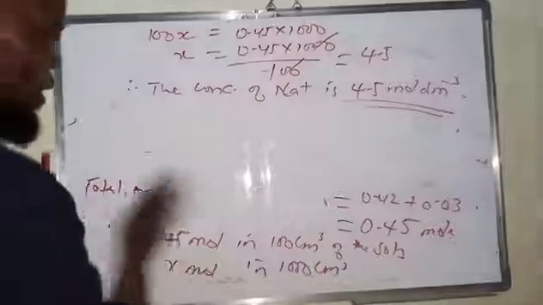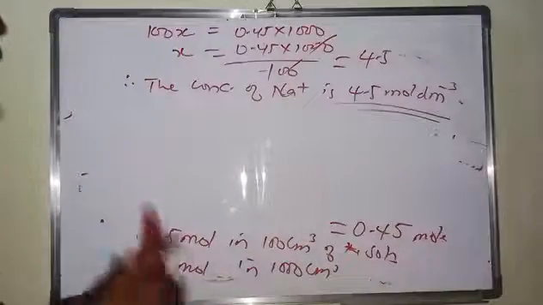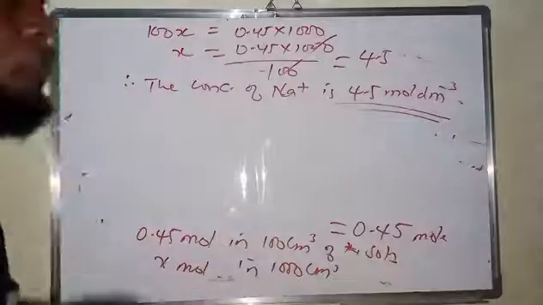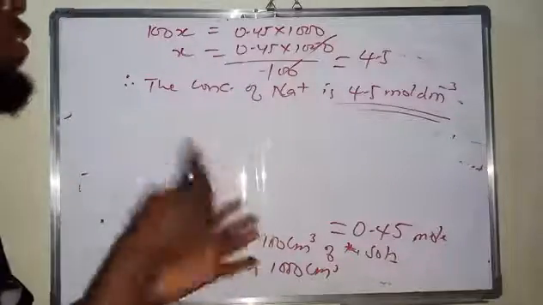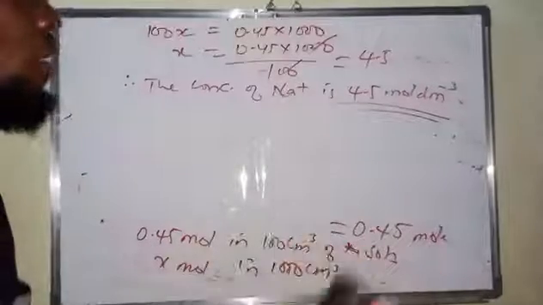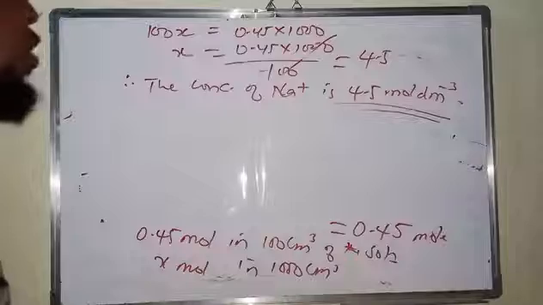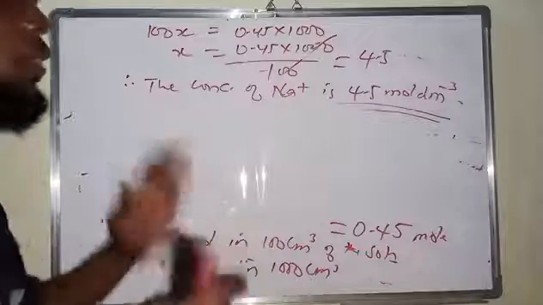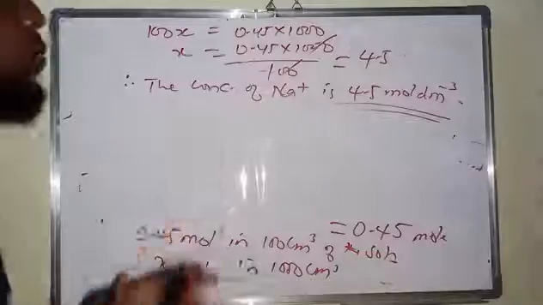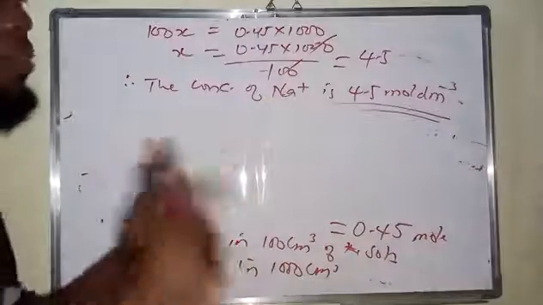So all we do to answer this kind of question is simple. We have to determine the concentration of sodium ion for a given solution of sodium carbonate and sodium bicarbonate. That is, NaHCO3 is sodium bicarbonate, and Na2CO3 is sodium carbonate. So when the question is given like this, first we have to find the amount. We are given the concentration and volume of each. Multiply the concentration by the volume, divide by 1000 to get the amount in mole.